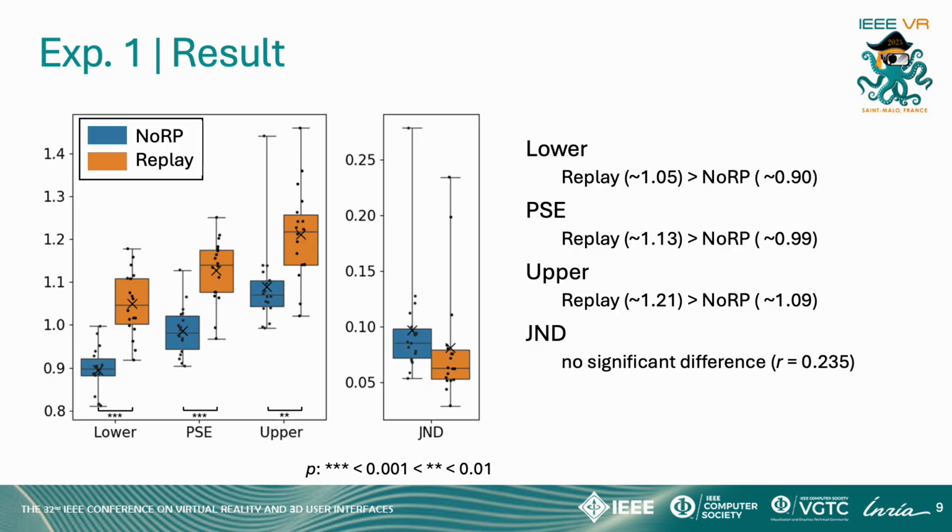These figures plot the results for all participants. Statistical tests showed that the lower and upper detection thresholds, as well as the PSE, were significantly higher in the replay condition than in the no replay condition. There was no significant difference in JND between the two conditions.